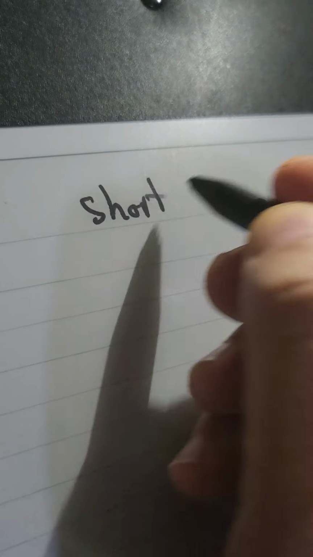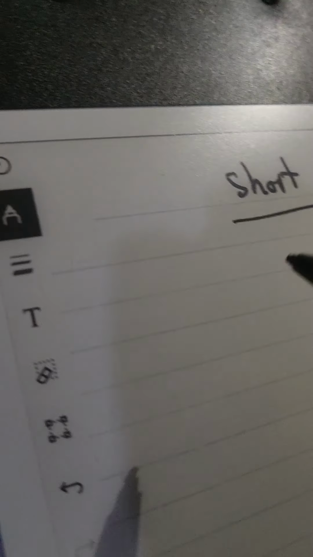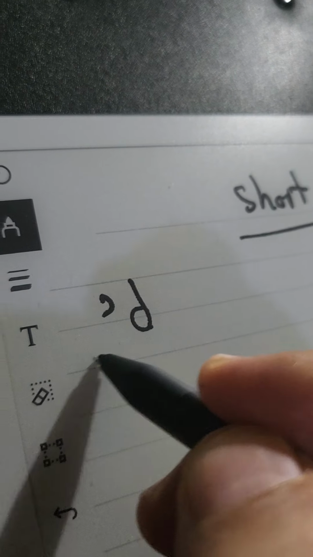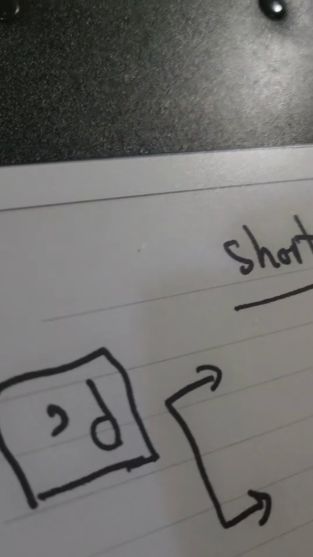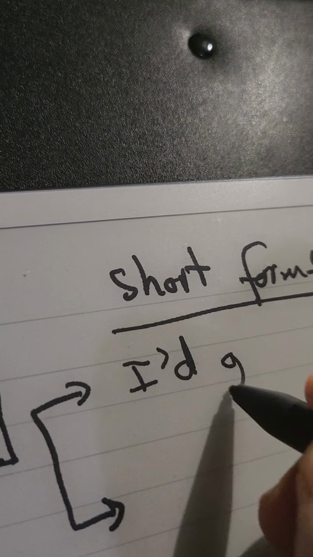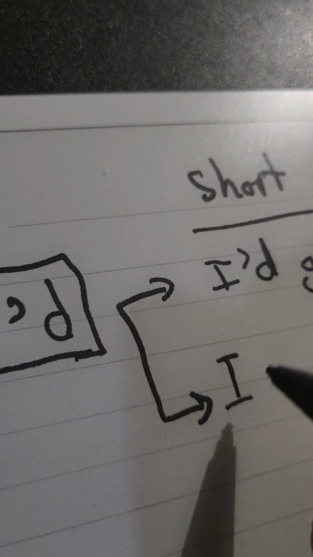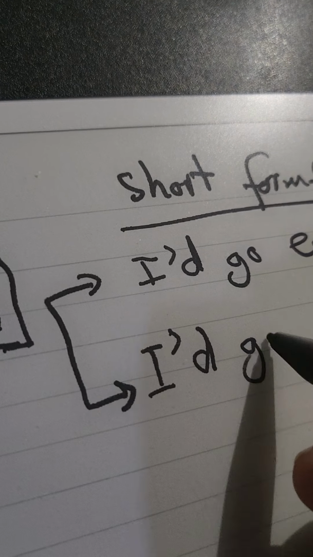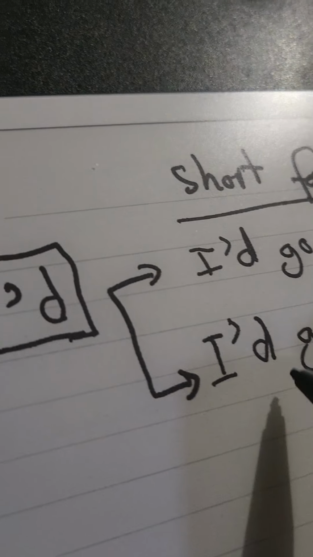Good. Let's talk about the short forms to complete the previous video. Short forms is about apostrophe D. Have you heard or watched it before? Apostrophe D? Yes, what is it? Okay, look here. I'd go early. Okay, I'd gone early. So what is the difference? It's I'd.